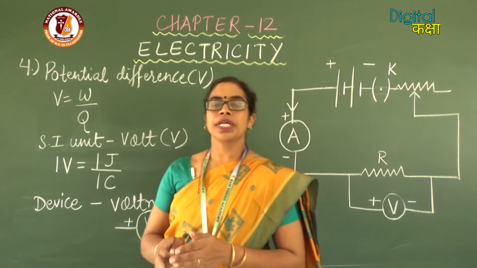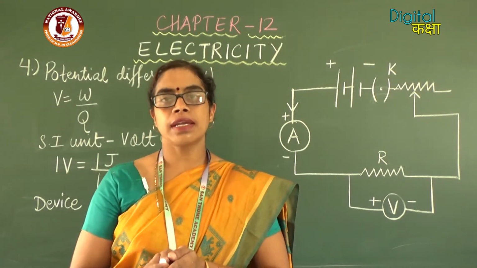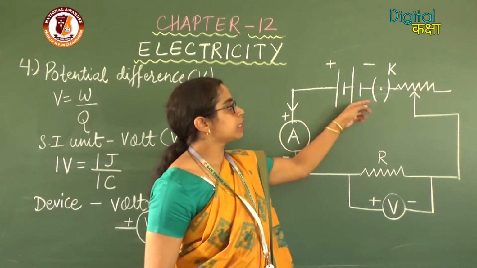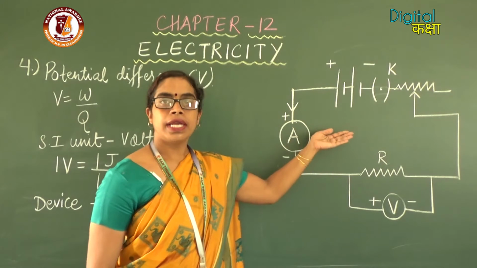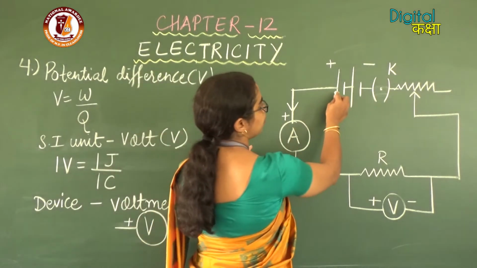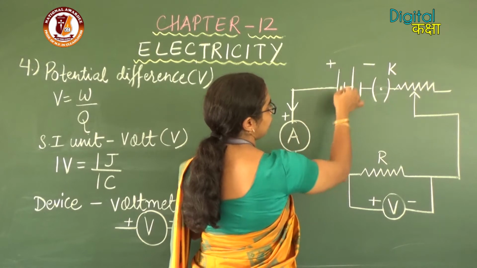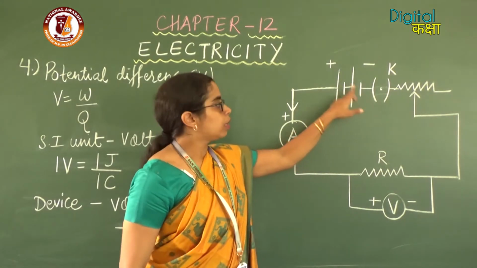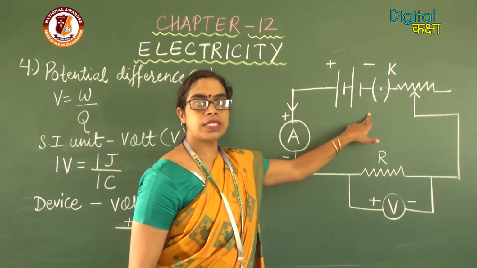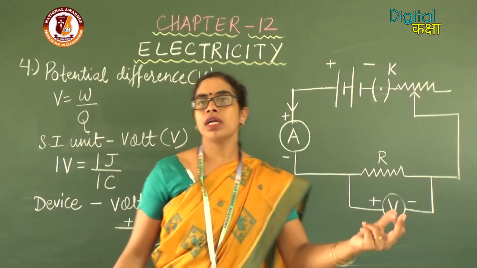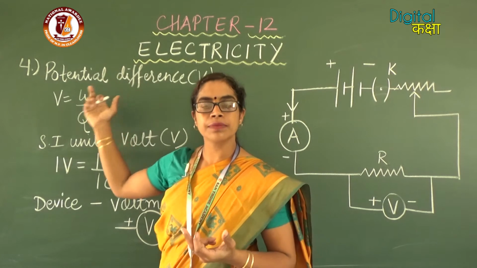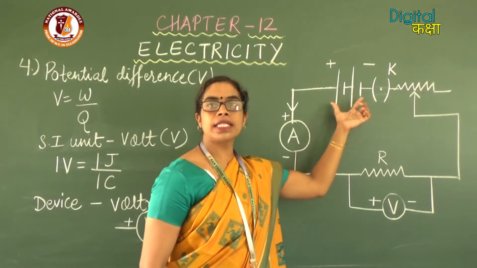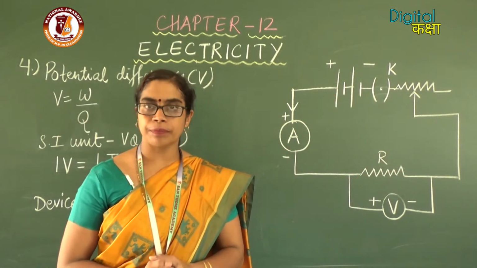Now, where does this potential difference exist in the circuit diagram? In order to understand that, let us have a look at this circuit diagram. This circuit diagram represents a battery. Battery means this is the positive terminal and this is the negative terminal. The longer side is positive and the shorter side is negative. So when we are talking about the term potential difference, this potential difference exists between the positive and the negative terminals of the battery.